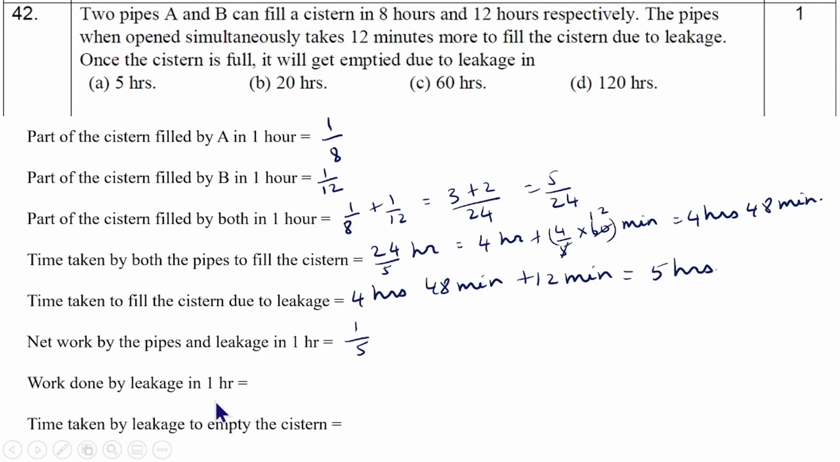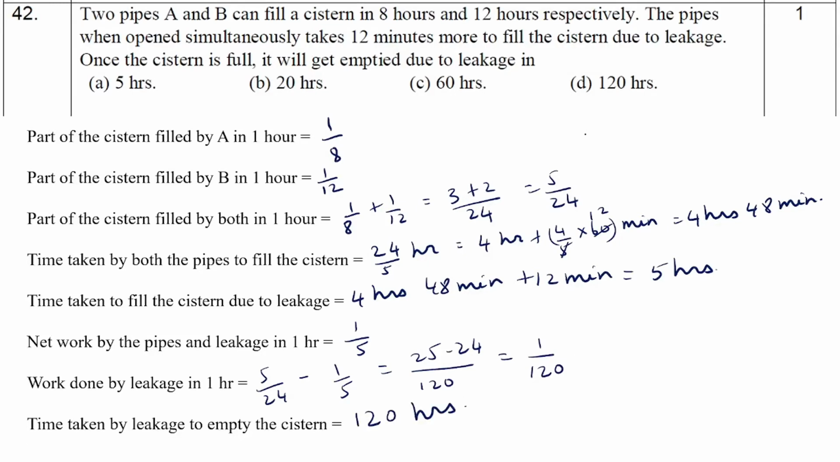So work done by the leakage in 1 hour will be equal to 5 by 24 minus 1 by 5, or it is equal to 25 minus 24 upon 120, or this is equal to 1 by 120. So from this we can find time taken by leakage to empty the cistern. So time taken by leakage to empty the cistern will be the reciprocal of this, or it is equal to 120 hours. So the correct option is option D.